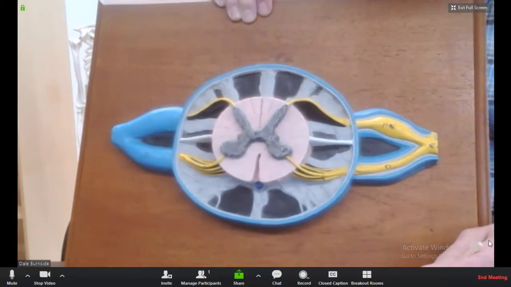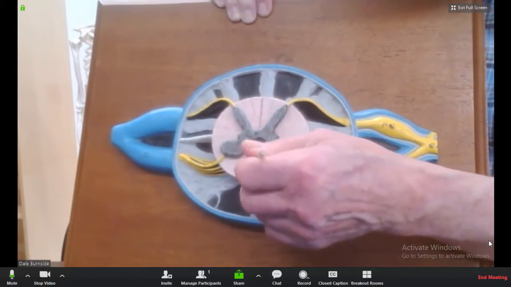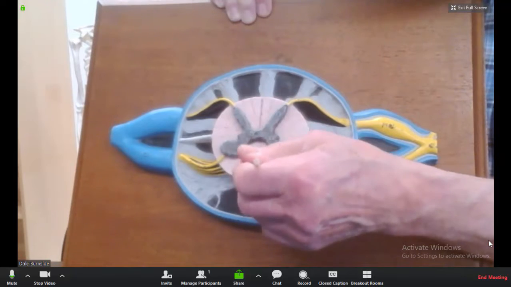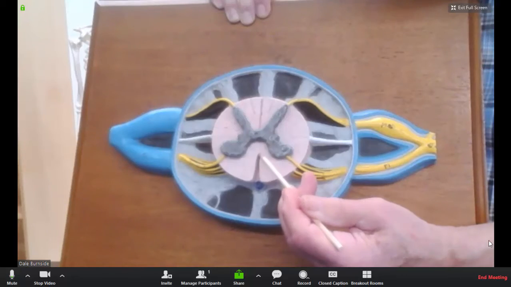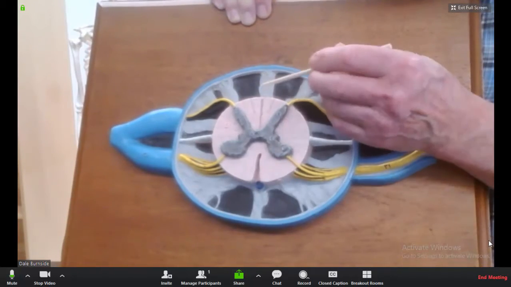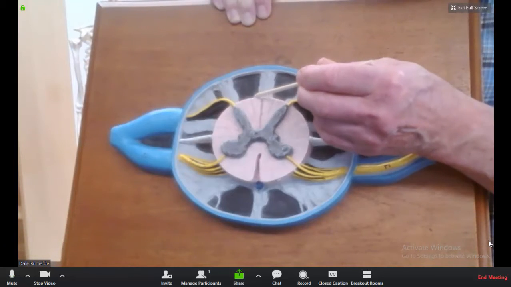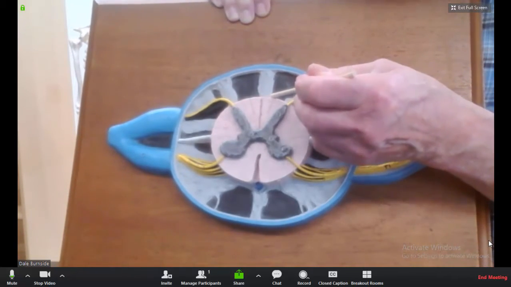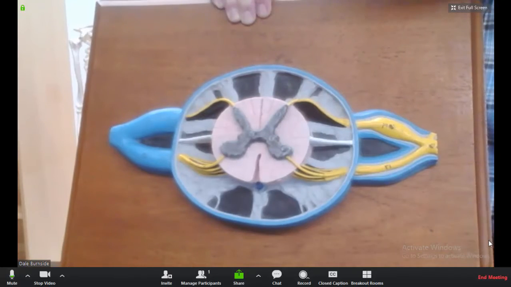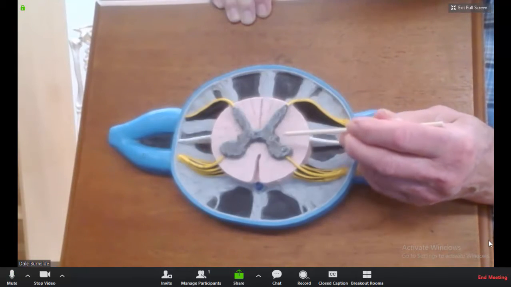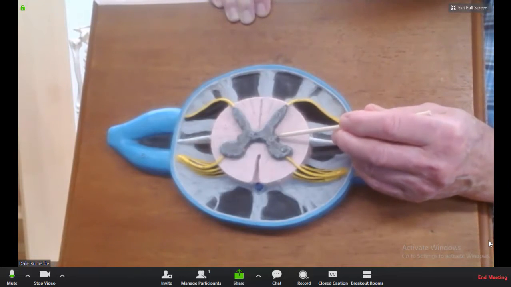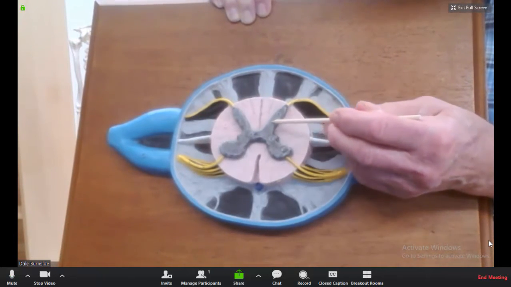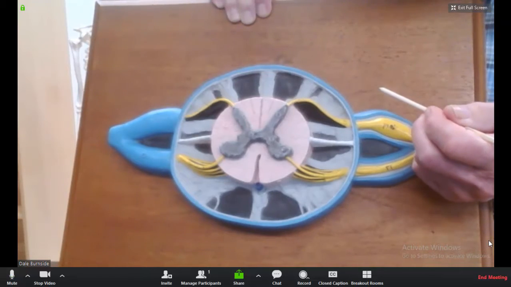Okay. If you see the bottom of the spinal cord, you have an anterior median fissure down there. And then you have a superior median sulcus. It doesn't show up real well on this model, but that's right where it would be. This is called the ventral horn. This is called the dorsal horn. This is called the lateral horn. That's all of the gray matter, which is made up of association neurons.